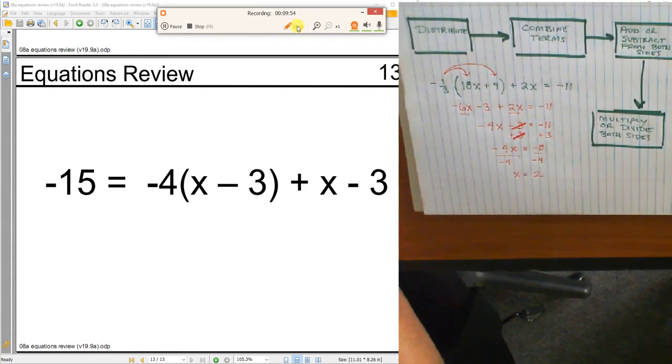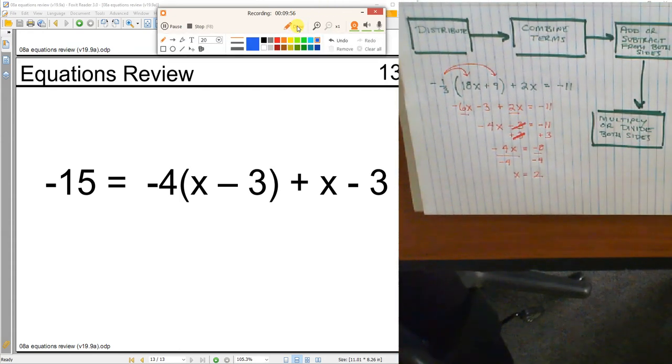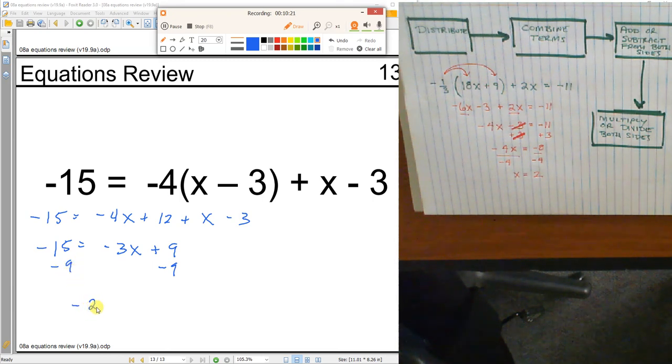My last one. Negative 15 equals a little distribution, so negative 4x plus 12 plus x minus 3. There's the distribution. Combining terms, negative 4x and x is negative 3x. 12 minus 3 is 9. Combining terms is done. Subtracting 9 from both sides. Negative 24 equals negative 3x. Dividing both sides by negative 3.